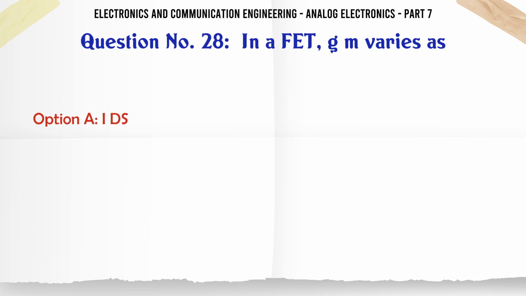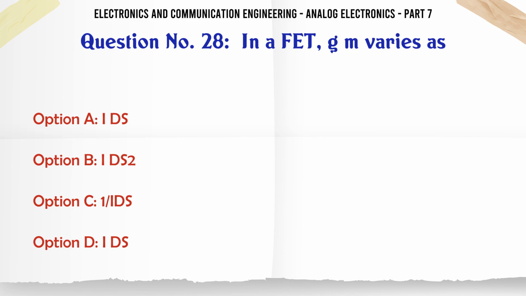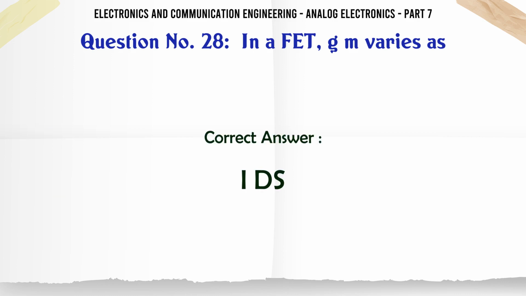In a FET, gm varies as: A. IDS, B. IDS squared, C. 1/IDS, D. root IDS. The correct answer is root IDS.